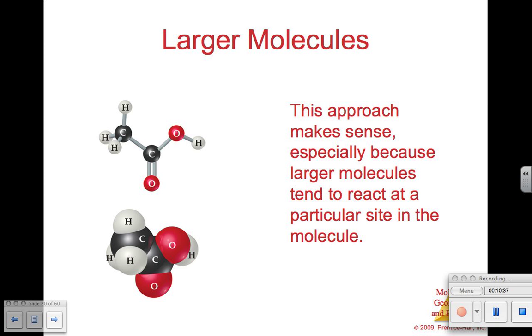And so this helps us understand what the overall three-dimensional shape of a large molecule would look like, and also how it might react to other things when it comes in contact with it.